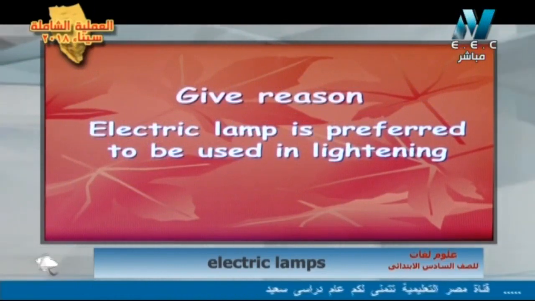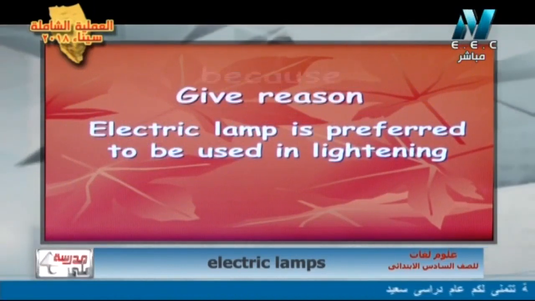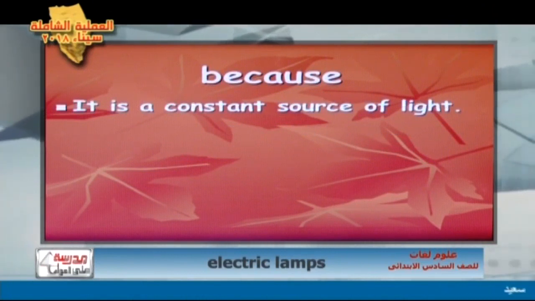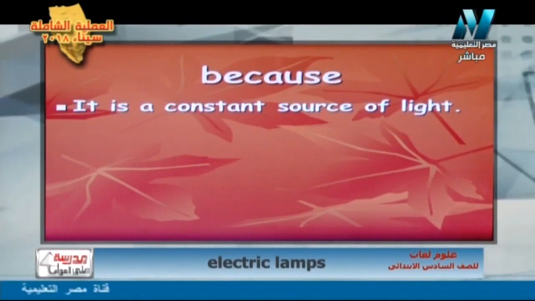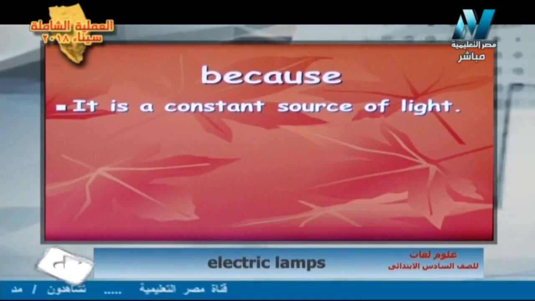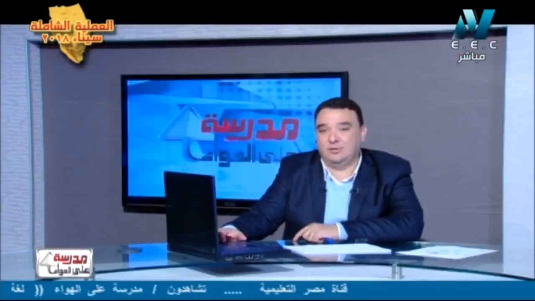Electric lamp is preferred to be used in lighting because it's a constant source of light. Of course, in the exam I don't have to write all the reasons; I can write just one or two and that's enough. It's a constant source of light. And also it's free from smoke, odors, and bad vapors. And also it gives us clear and bright light.